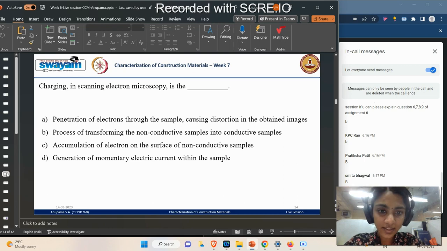In scanning electron microscopy, there sometimes occurs a phenomenon known as charging. So, what is charging in scanning electron microscopy? Charging is the penetration of electrons through the sample, causing distortion in the obtained images. Or, it is the process of transforming a non-conductive sample into a conductive sample. Or, it is the accumulation of electrons on the surface of non-conductive samples. Or, it is the generation of a momentary electric current within the sample. So, what is charging in terms of scanning electron microscopy?